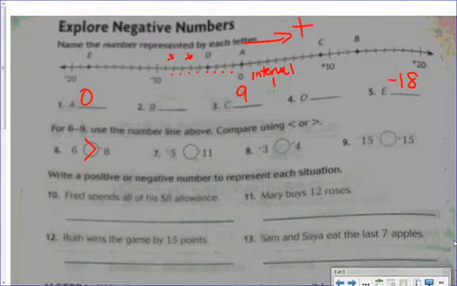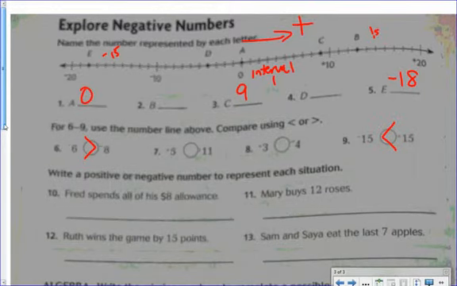Let's take a look at number 9. Number 9 says negative 15 and positive 15. So we have negative 15 over here, and then we have positive 15 right here. So negative 15 is where? To the left. Okay, so negative 15 is to the left, so it is the smaller number.